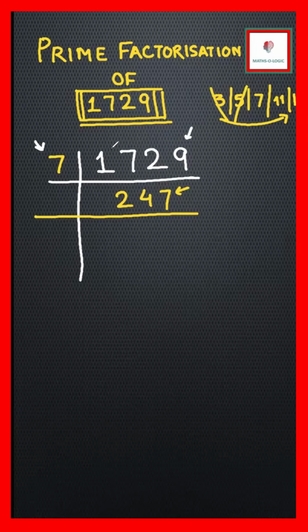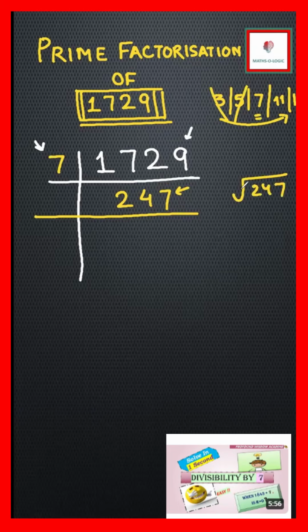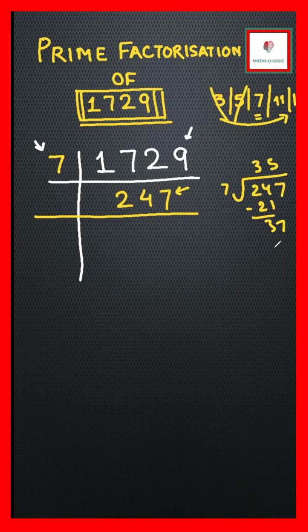So now let's check by 7 again. Do you think it will be divisible by 7? I can check here. So we have 37 and 7 5s are 35. So now we have 2 as a remainder. It means it is not exactly divisible. So I'm going to cut this 7 also.